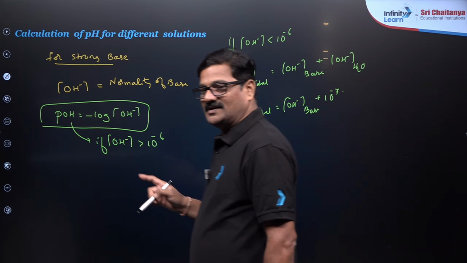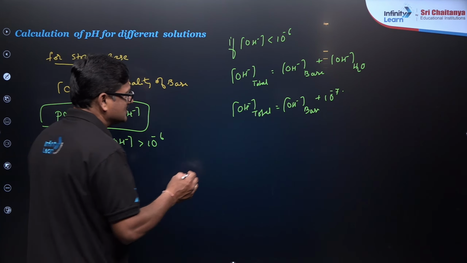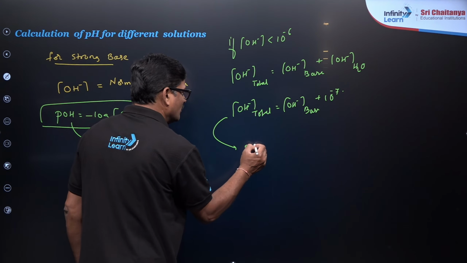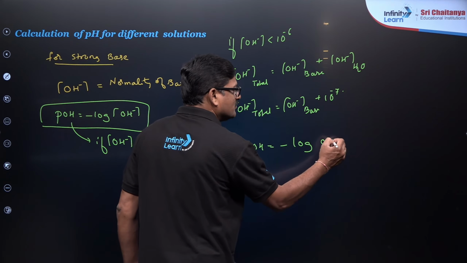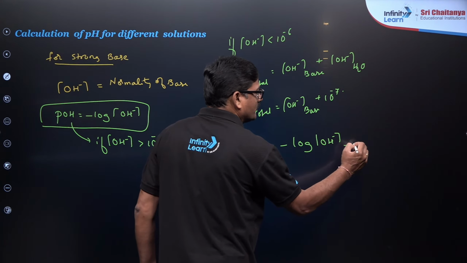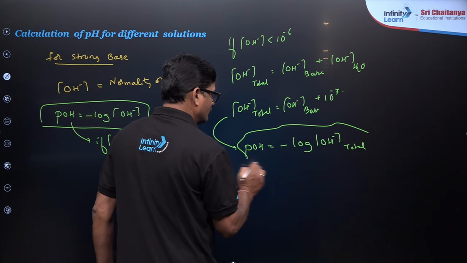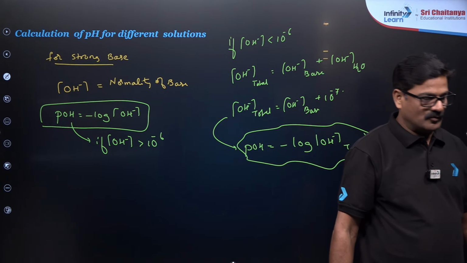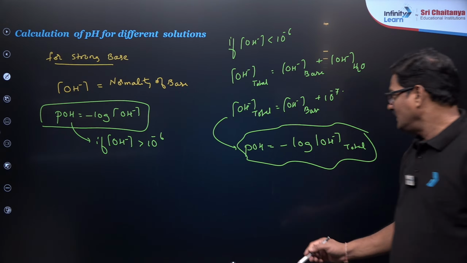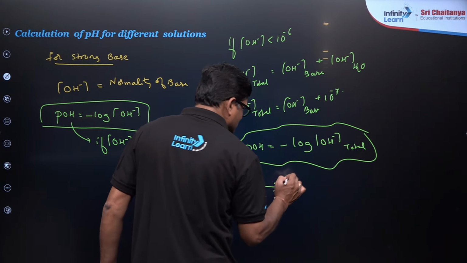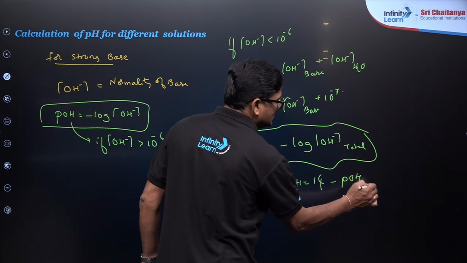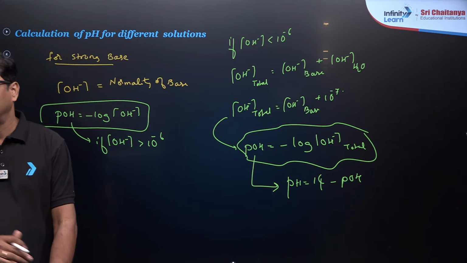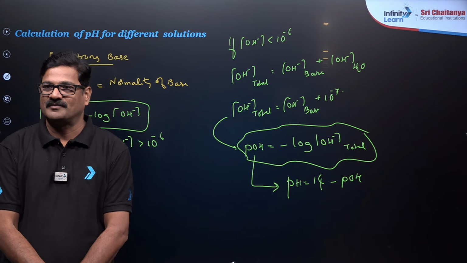So you have to find its pOH. pOH is equal to negative log of the total OH minus ion. Right? Once you calculate pOH, pH should be equal to 14 minus pOH. That simple is pH calculation.